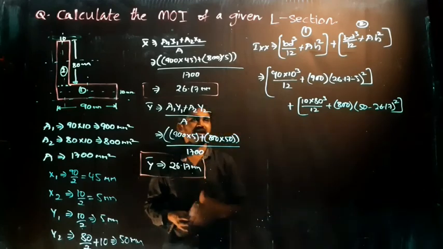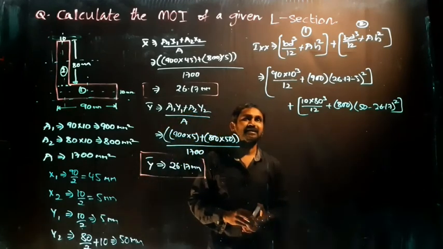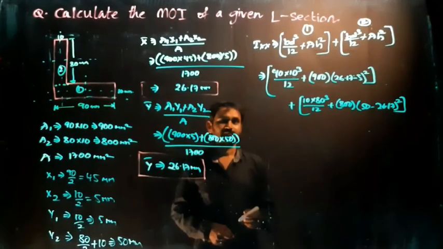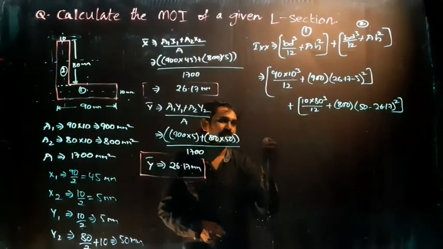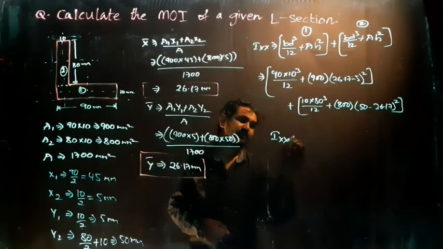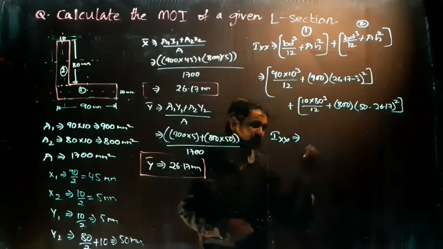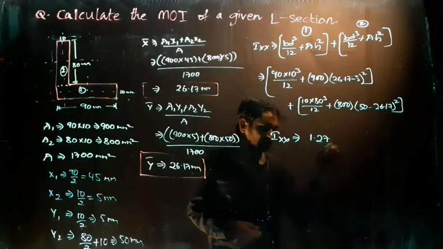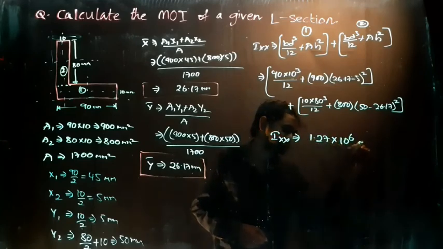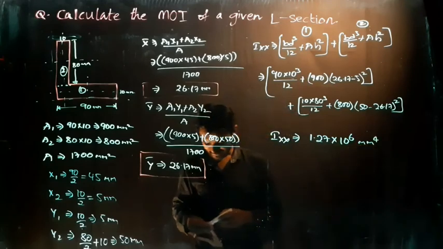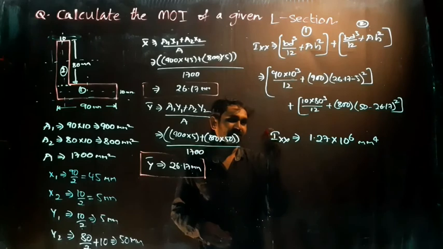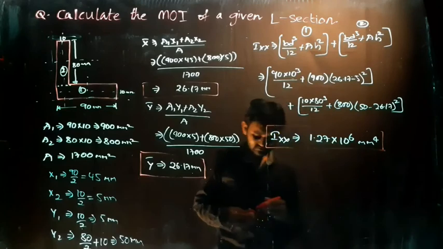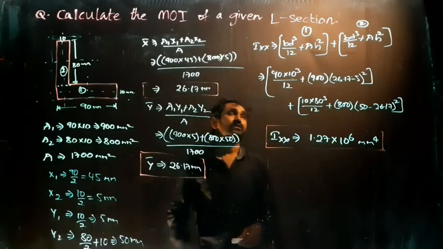Now let's calculate the value of Ixx in your calculator, and I'll try to solve this. Now the value of Ixx after solving this is 1.27 into 10 to the power of 6 mm to the power of 4. So this is the value of Ixx. Similarly, you need to calculate Iyy also. What is the value of Iyy in the sense?